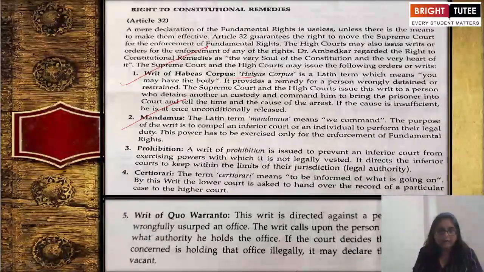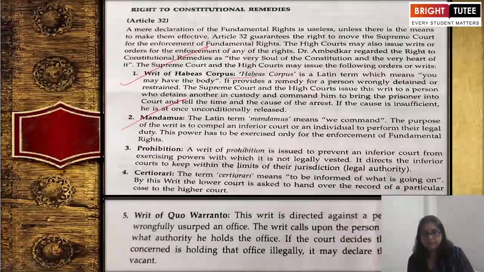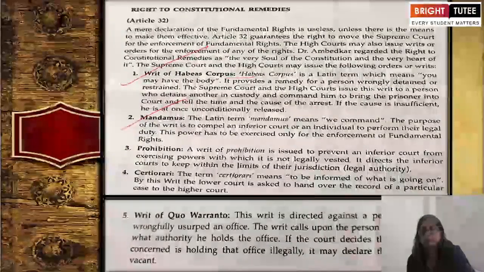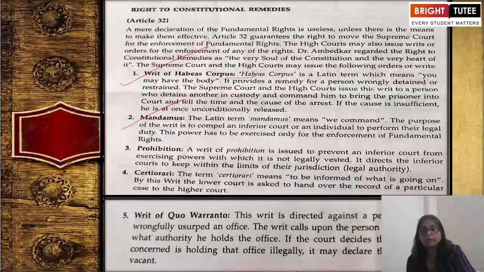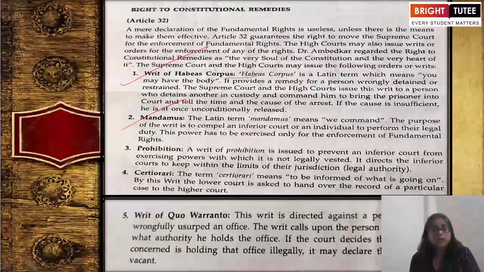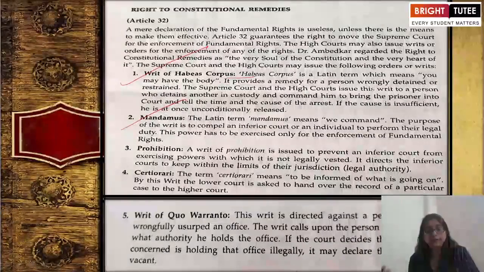Next is the writ of mandamus. The Latin word mandamus means "we command". If an individual or institution fails in performing its duty, the court orders it to perform the duty by issuing the writ of mandamus. For example, if a lawful degree is denied to a student by the university, then the student approaches the court, and the court may issue the writ to the university in order to issue the degree.